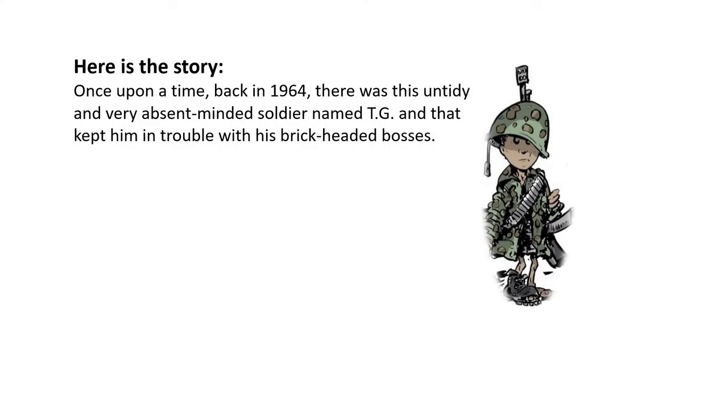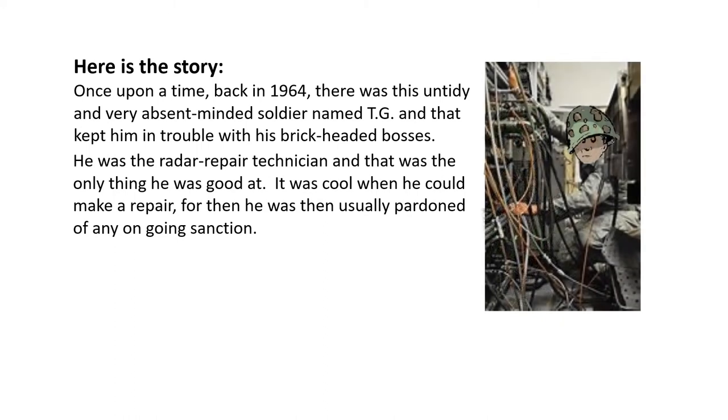Here's the story. Once upon a time, back in 1964, there was this untidy, very absent-minded soldier named TG, and that got him in trouble with his brick-headed bosses. He was the radar repair technician, and that was the only thing he was good at. He was cool when he could make a repair, for then he was usually pardoned of any ongoing sanction.